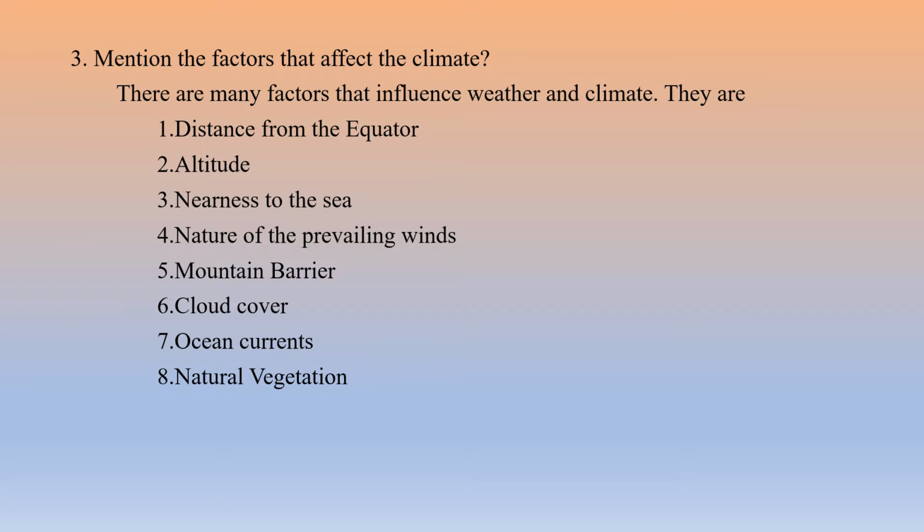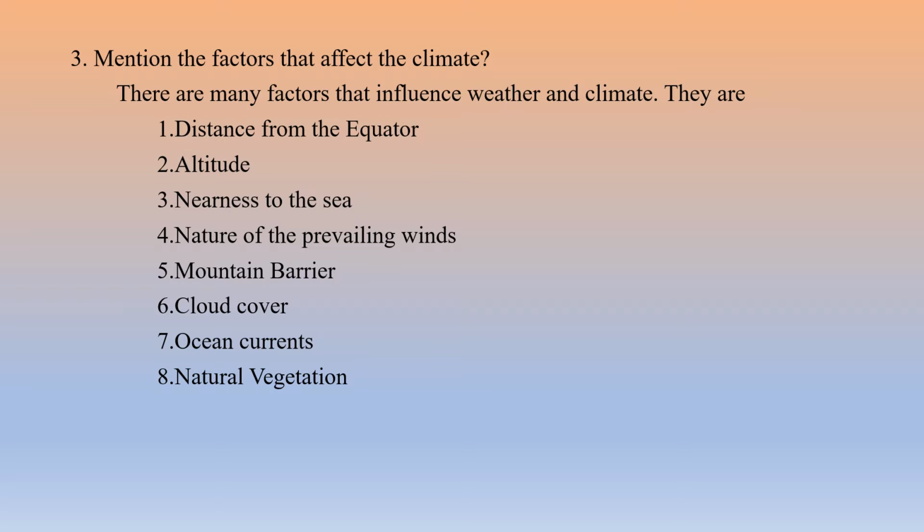Mention the factors that affect the climate. There are many factors that influence weather and climate. They are distance from the equator, altitude, nearness to the sea, nature of the prevailing winds, mountain barrier, cloud cover, ocean currents, and natural vegetation. Now let us discuss the meaning of these, and how they are responsible for the changes in the day-to-day condition of weather, and finally result in the climate.